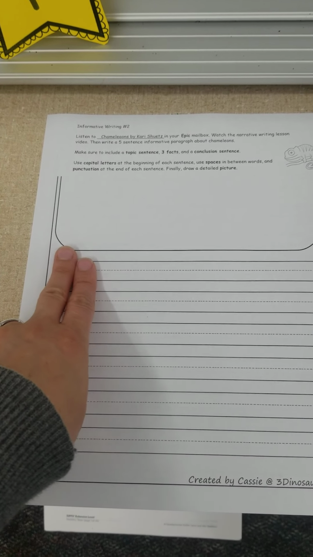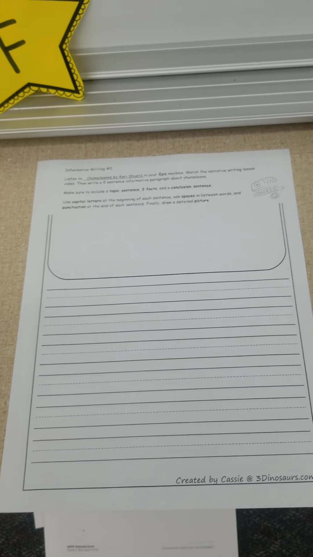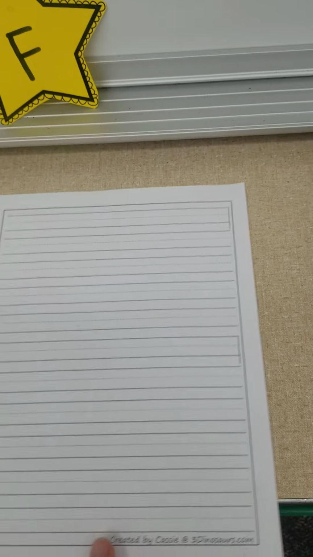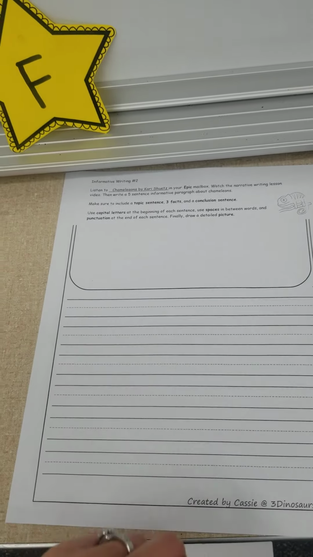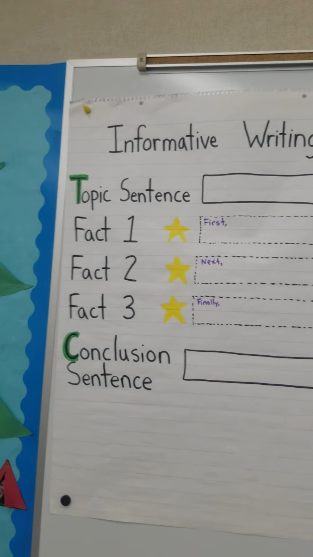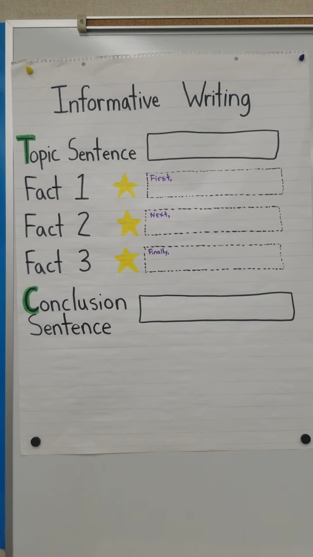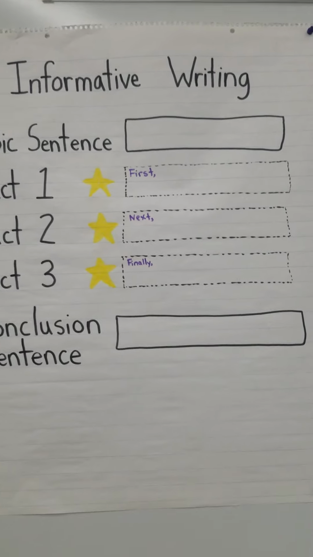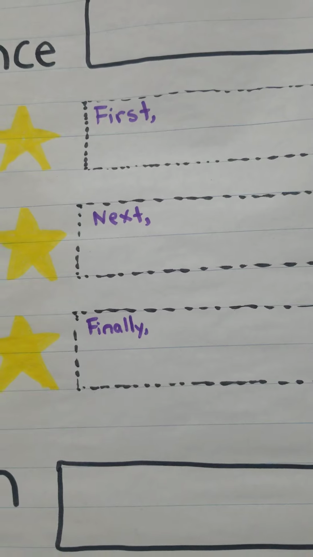And remember, you want to start your paragraph with a 2-finger indent. Use nice handwriting, spaces in between your words, and 5 sentences. Also, you can go on to the back. So your 5 sentences might fit here in the front, but if you're using lots of details, it'll go to the back. Just to remind you, this is what our informative writing outline looks like, and you want to do a topic sentence, 3 facts, and a conclusion sentence. You can also use these transition words: first, next, finally.